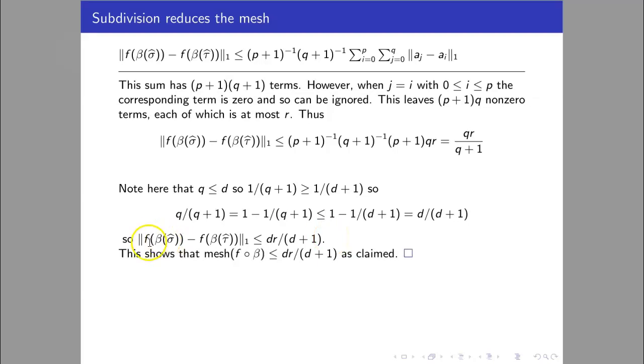And that was true for every edge sigma hat tau hat. So we've seen that the mesh of this map is less than or equal to d times r over d plus 1, which is what we claimed. So we're shrinking the mesh by this factor d over d plus 1.